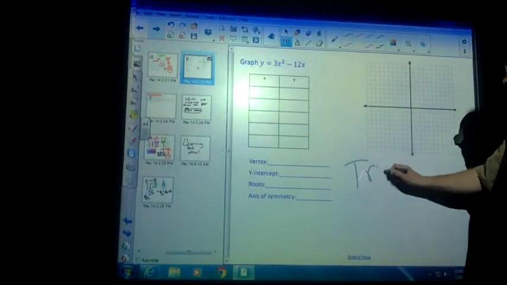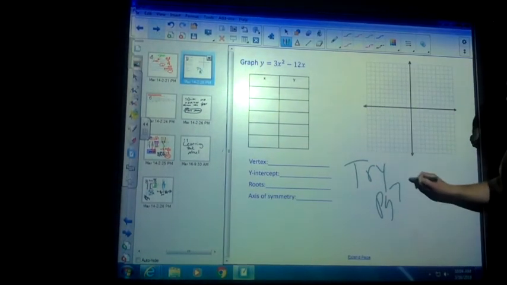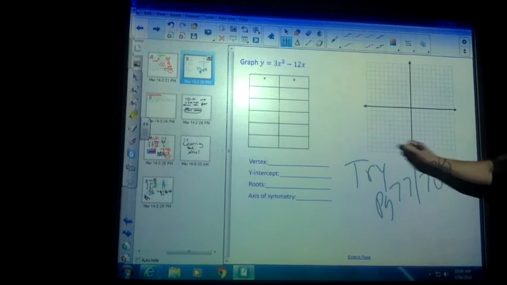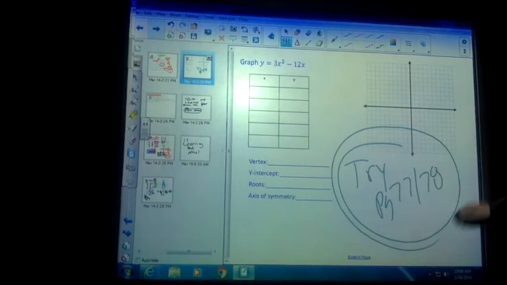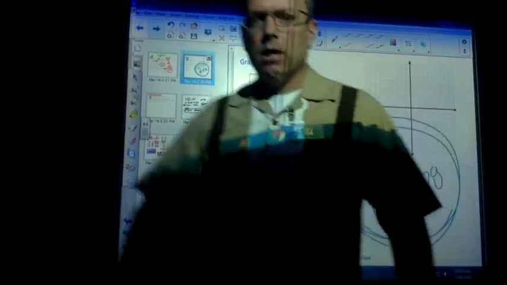All right, guys and girls, try page 77, 78. Try it. How'd we do?